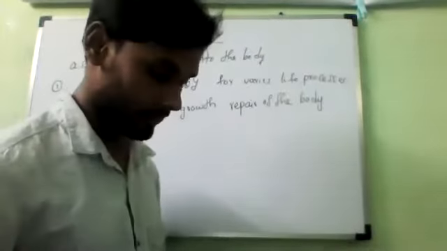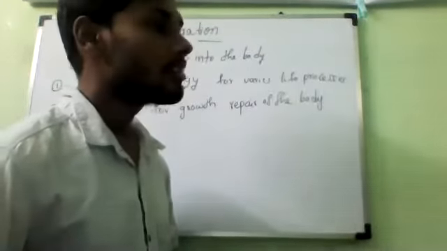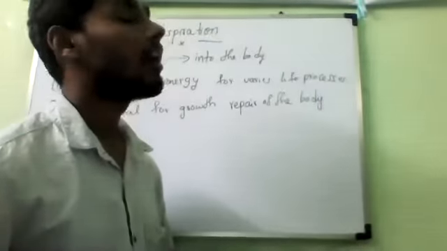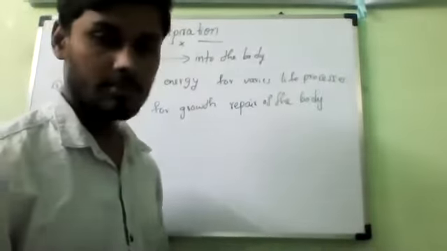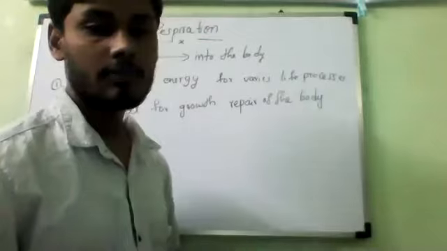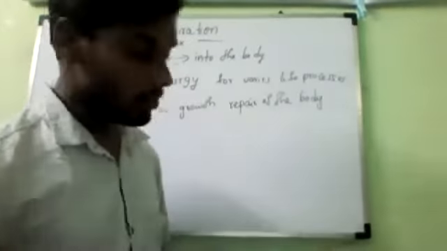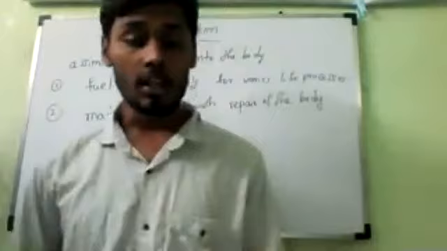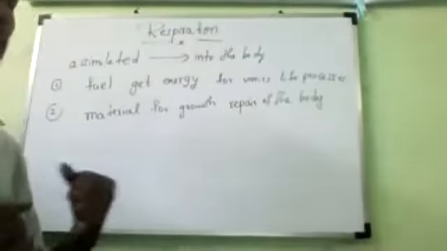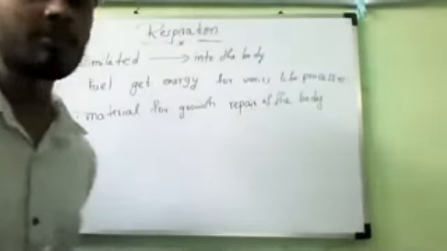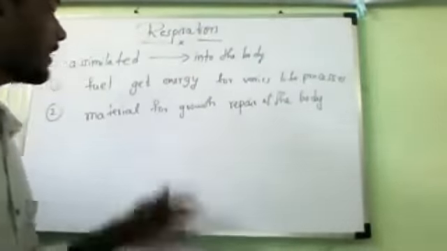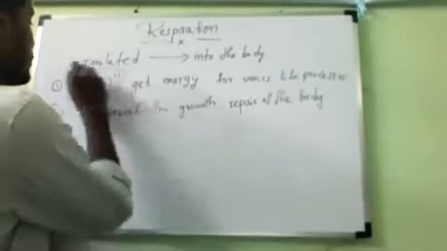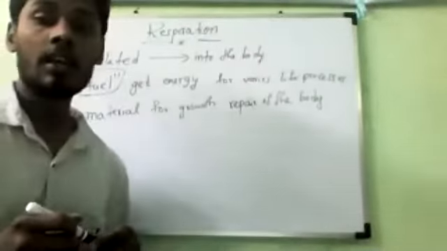Life processes include stimulation, movement, digestion, respiration. To do all these life processes, we need energy. This energy comes from the assimilated food. This assimilated food acts as a fuel for our body to produce energy for various life processes.